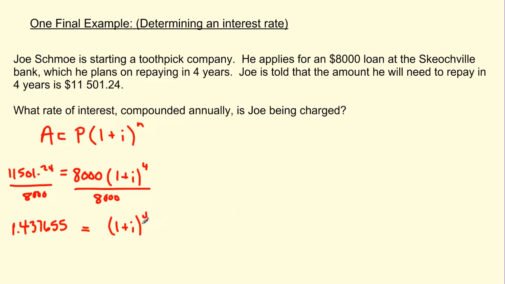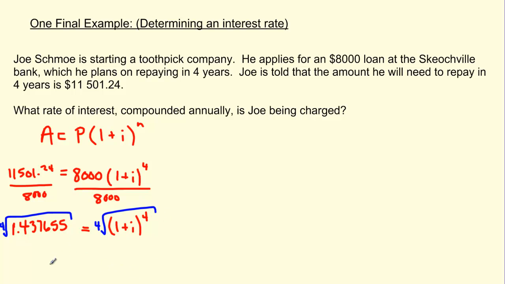Well, now we need to get rid of this exponent 4. If this was an exponent 2, it would be easy. I would just take the square root. But because it's an exponent 4, instead of taking a square root, we take the 4th root. So I'm going to take the 4th root of both sides. We just write a little 4 in front of the square root sign there. Okay, so that in essence will cancel out the 4's.